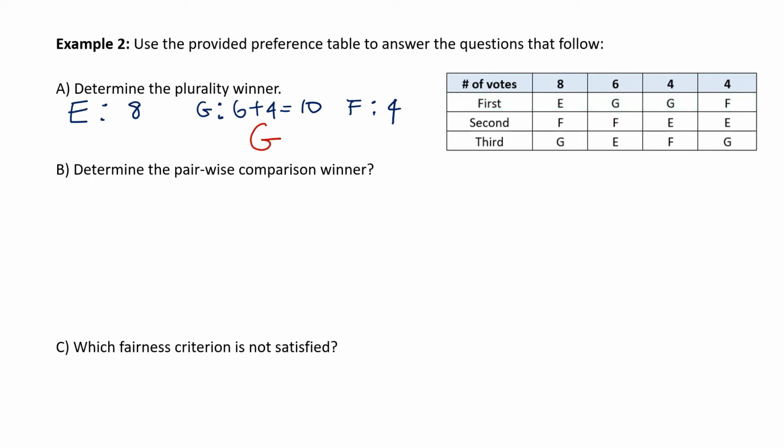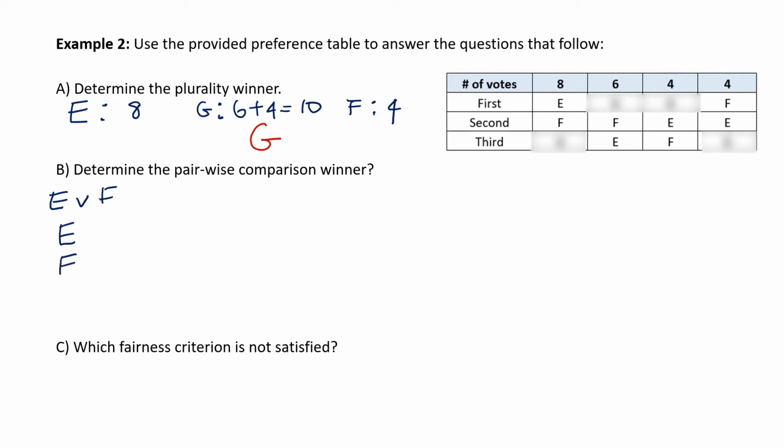Part B, determine the pairwise comparison winner. We've got 3 candidates, E, F, and G, so let's pair them up. We'll start with E versus F.